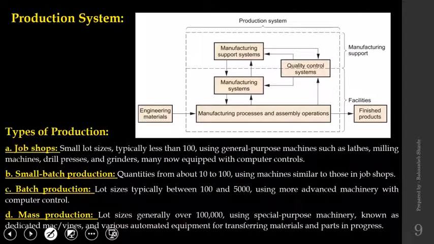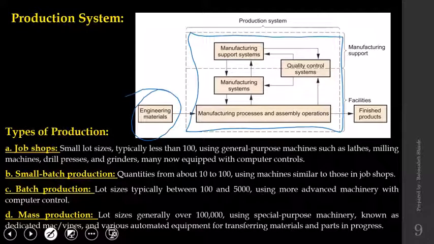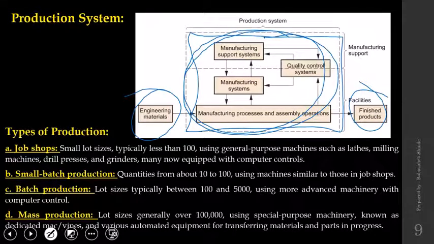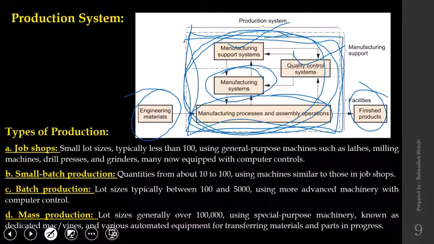Next, production system. Production system or types of production. The same diagram I have drawn again over here, but with a little more detail. This is the input, this is the product, and the whole thing shown in the bracket is the manufacturing or production system. So there would be some support system, some quality control systems, and the actual manufacturing system, along with the assembly and some additional operations. They all will act together to convert this raw material into a useful product.